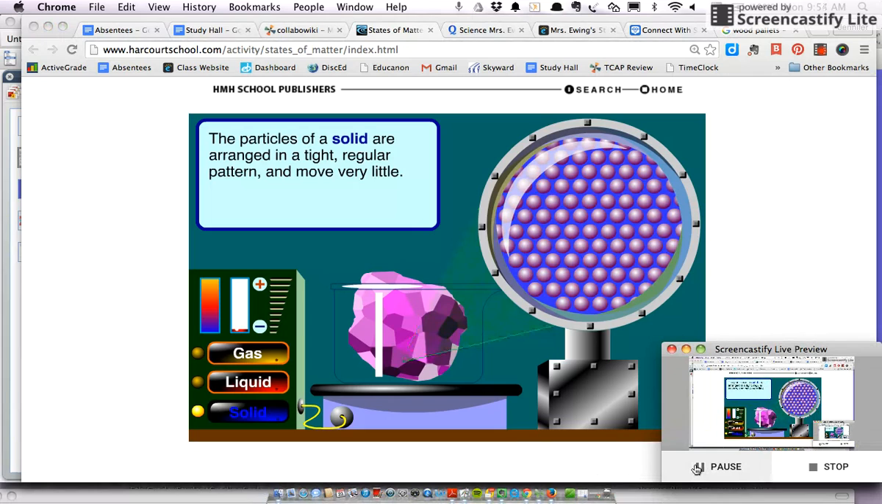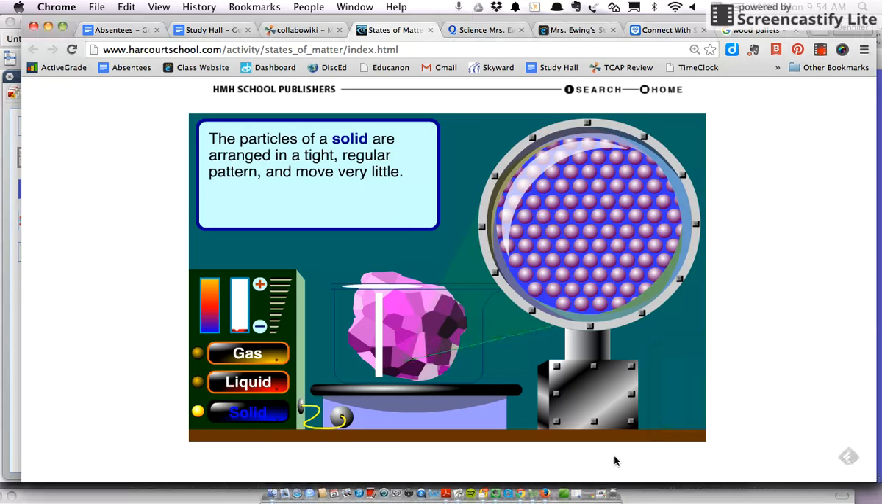Now, I'm getting ready to turn this to a liquid. And we're going to look at the particles in a liquid. What do I need to do to this solid to turn it to a liquid? Raise hands, please. What do I need to do to get it to turn to a liquid? Cameron. Yes, I need to heat it up.